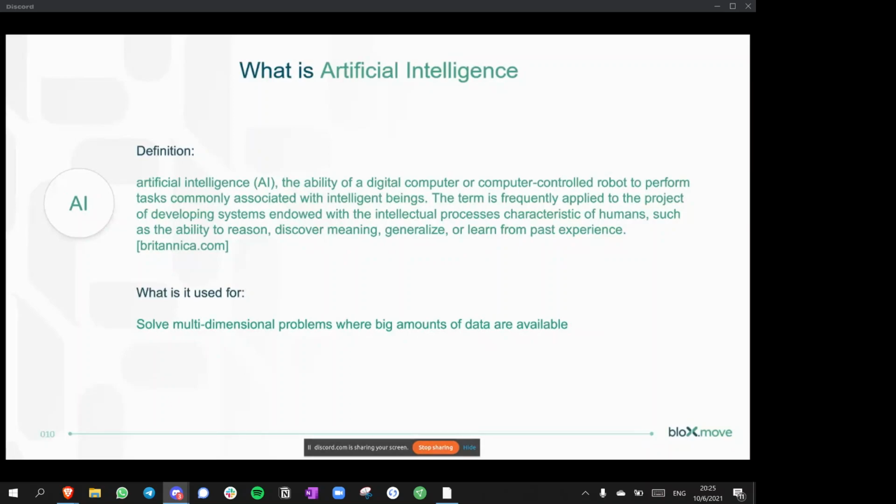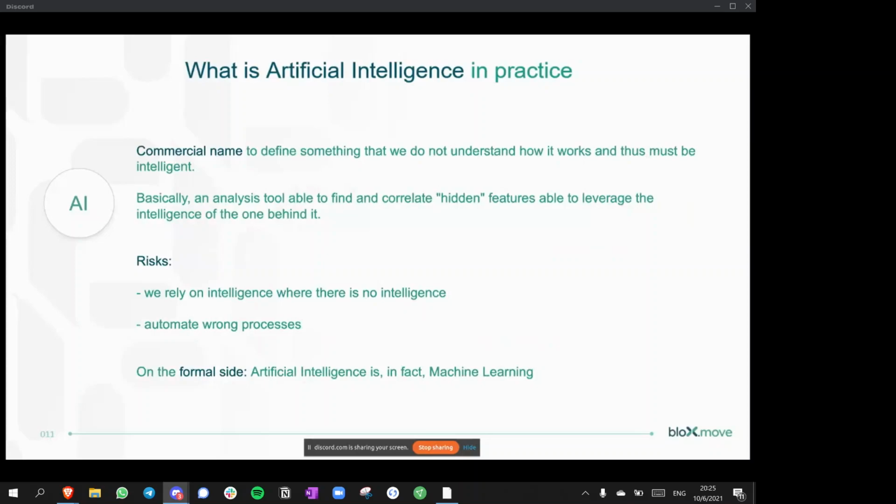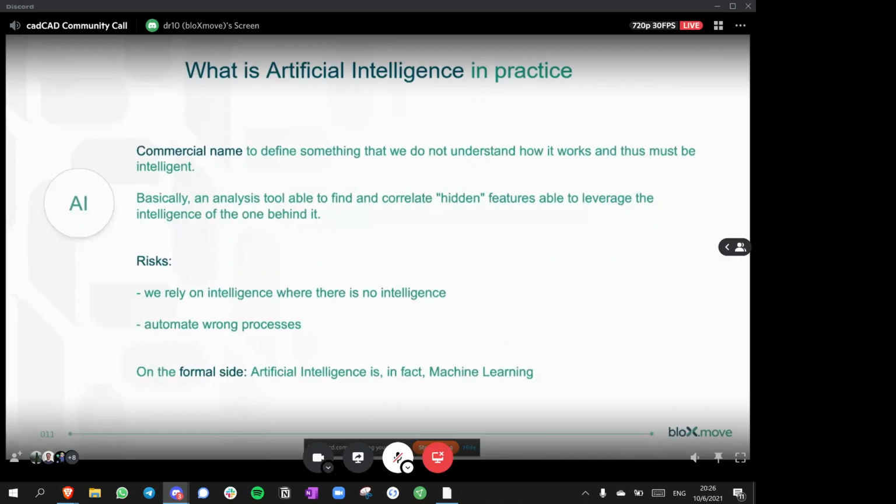And what is artificial intelligence in practice? And this is a little bit of our own vision, and I would like to say that it's basically a commercial name. It's something that we say because it is cool and it's a hype now, and even when you're looking for investors or funding, if you put the words artificial intelligence inside, you get a huge push. But actually they are empty words, because the algorithms that are behind artificial intelligence are not intelligent at all.